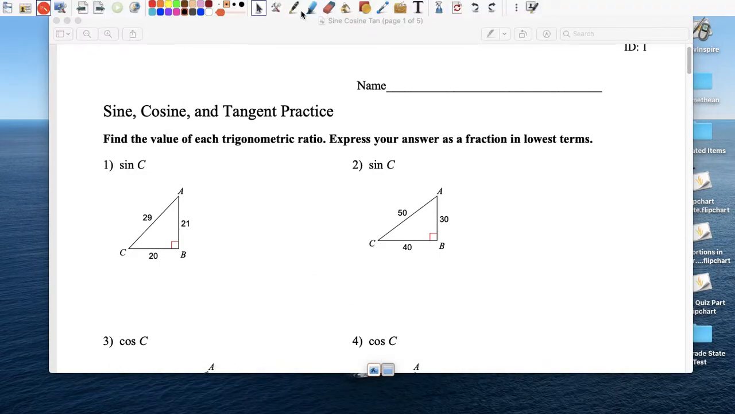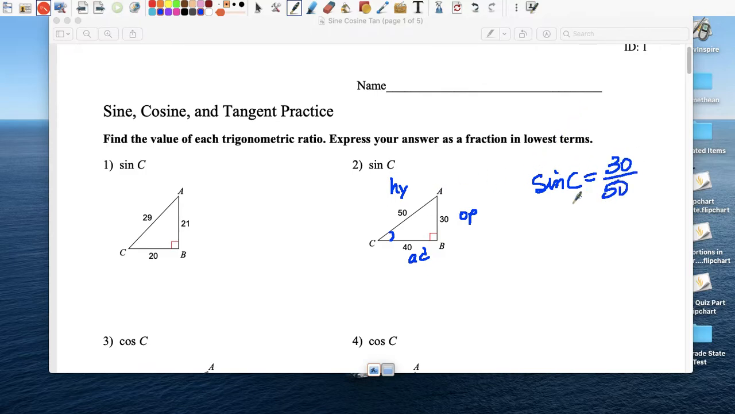Now, you already did number 1 with you guys. So number 2, sine of C, locate angle C. This is the opposite, I'll just write OP. This is the hypotenuse, HY, and this is my adjacent. So sine of angle C, right? The ratio of sine is opposite over hypotenuse.